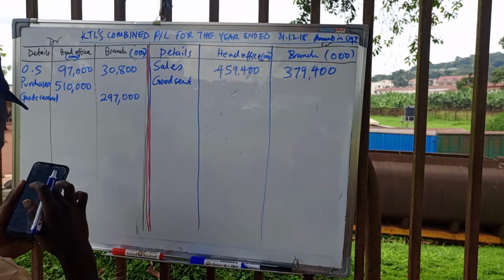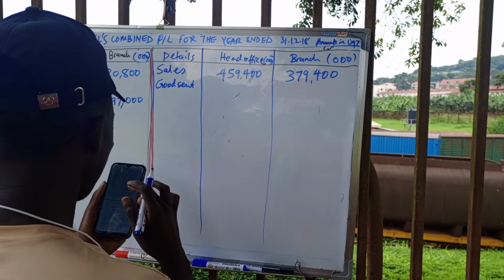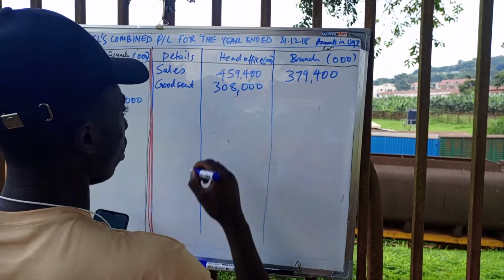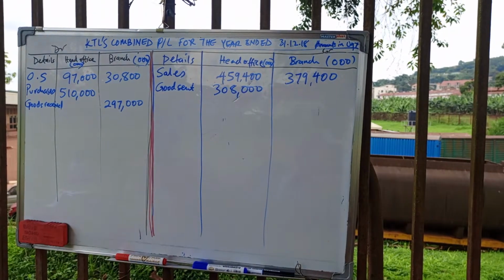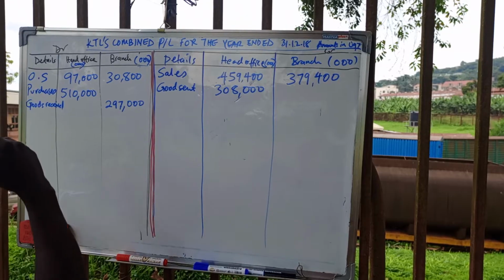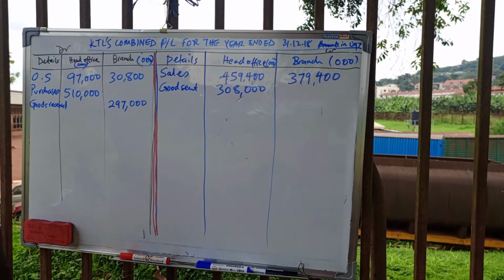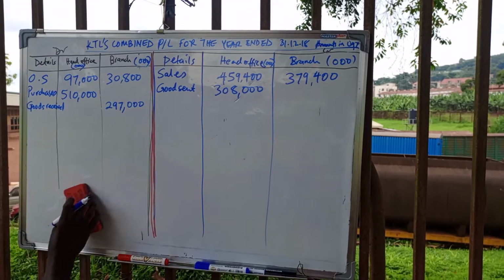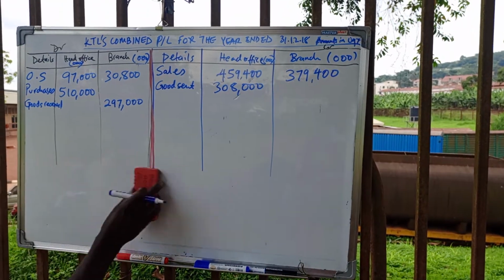So you look at your trial balance. The goods sent figure was 308,000. So we reduce them, still in the head office column, to show that we are reducing this figure by crediting. Then you can look out for opening stock plus purchases minus closing stock. But you need to take note that in the question, in the additional information, they gave us something about the closing stock and opening stock.